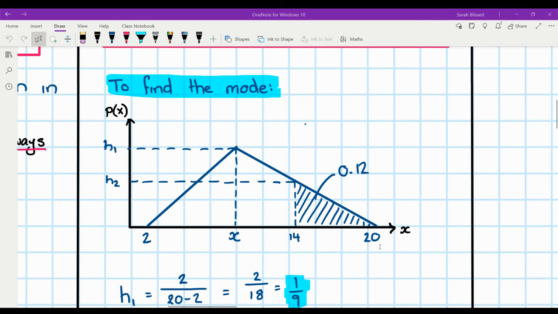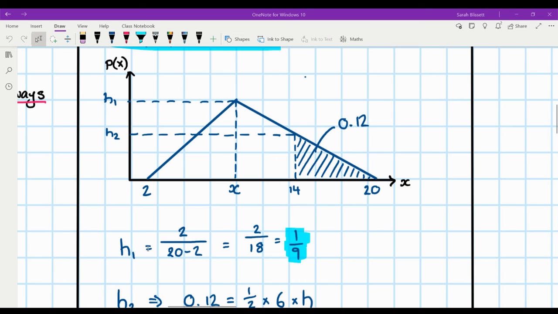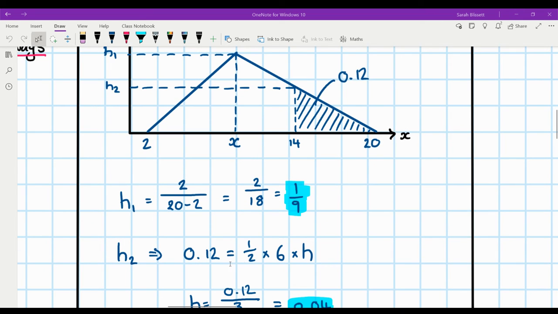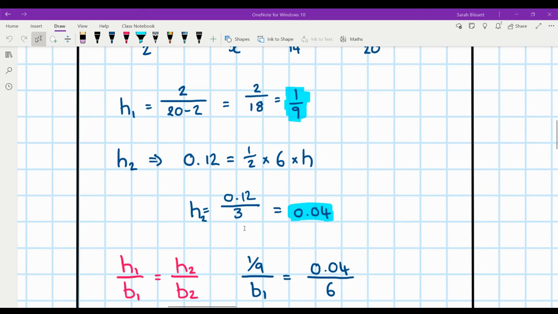So we've got 14 up to 20 with a probability of 0.12 happening, and a full triangle that goes from 2 to 20. So h1 is equal to 2 over the base, which is 20 minus 2, which is 2 over 18, or 1 over 9. So we're going to use h1 as 1 over 9. h2 can be found by rearranging the formula because we have our probability 0.12. And we can rearrange this to find a height of 0.04.